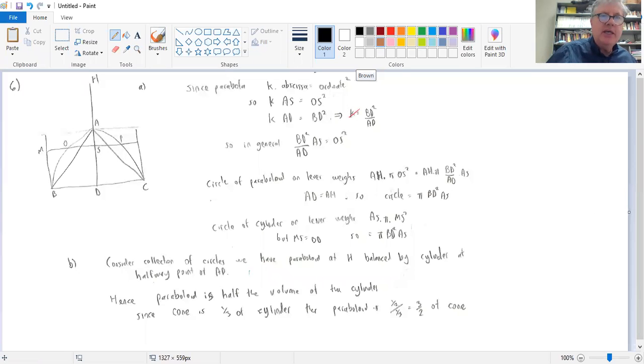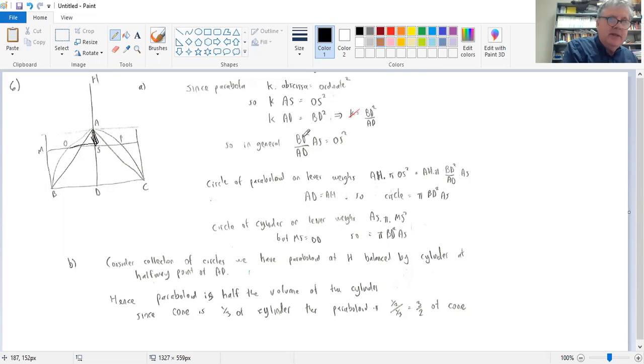Okay, and the final question is to do with the paraboloid, the parabola under rotation. Since it's a parabola, we have that some parameter times the abscissa is equal to the ordinate squared. So if we look at our situation here, we've got this AS right here, that looks like an abscissa, and that has ordinate OS. Okay, so K times AS equals OS squared.